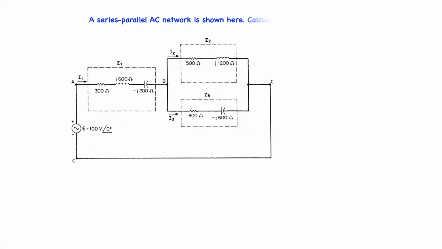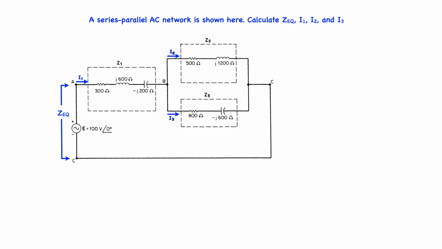A series parallel AC network is shown here. Our task will be to calculate the impedance as seen from the voltage source, ZEQ, and the current flowing in the three branches, I1, I2, and I3.